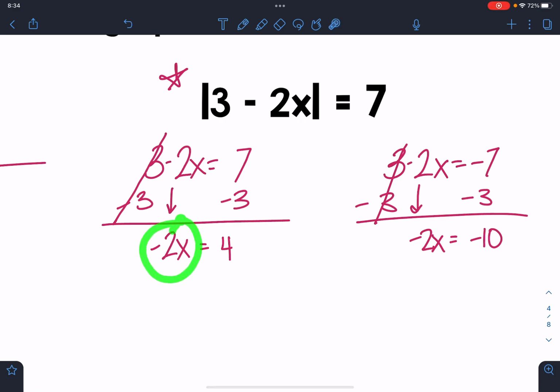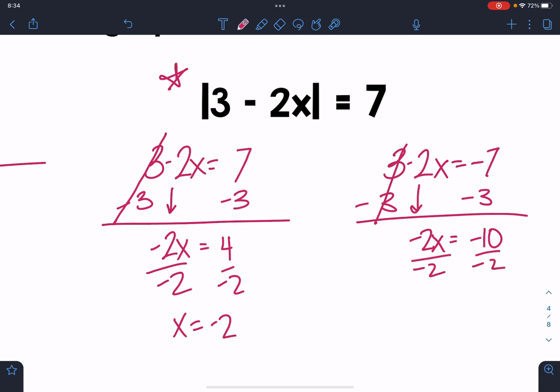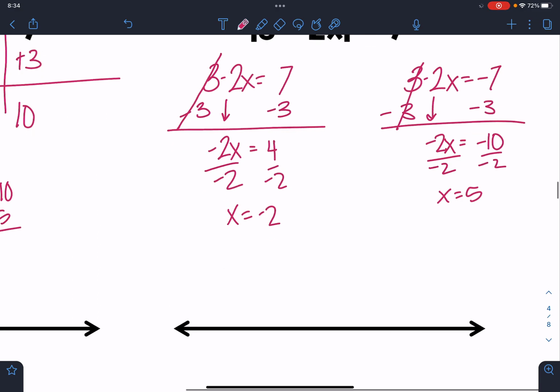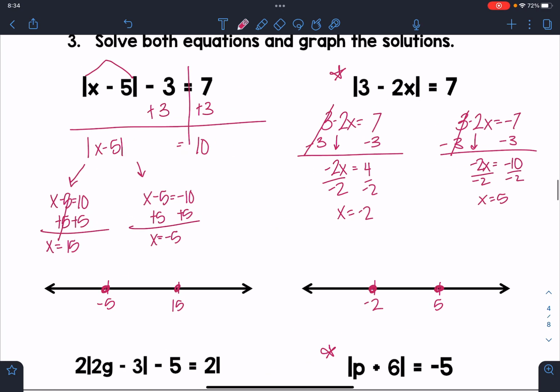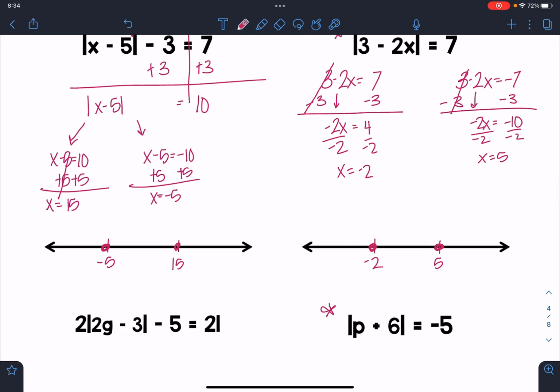Now, what do I need to do? I can divide by a negative 2 on both sides. So x equals negative 2. Do the same thing over here. X equals positive 5. So there would be my two answers. I would have one number at negative 2, one at 5. I guess I want to just color in the circles right away. Okay, so let's try this one.